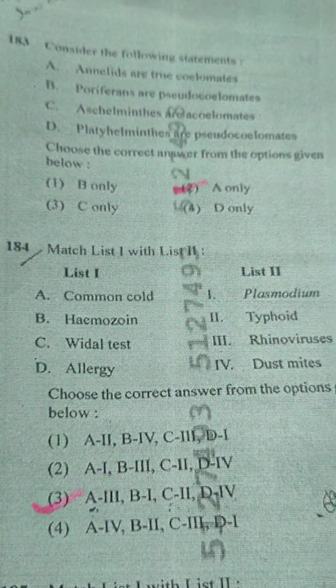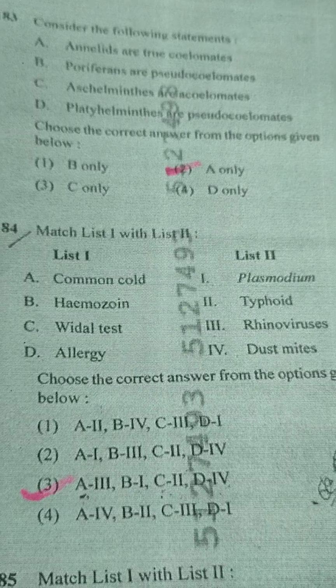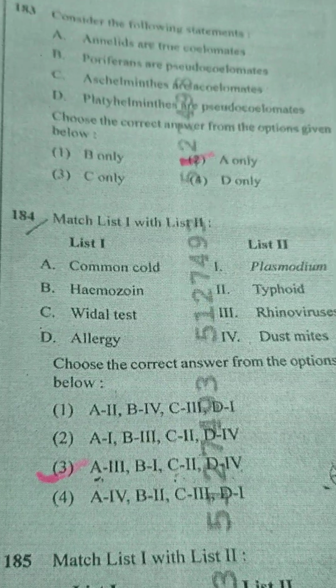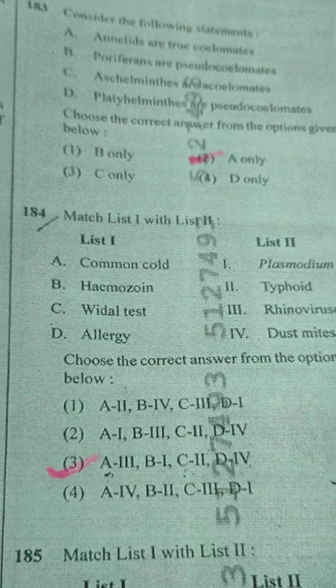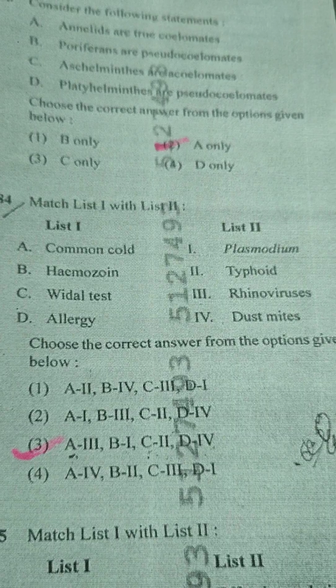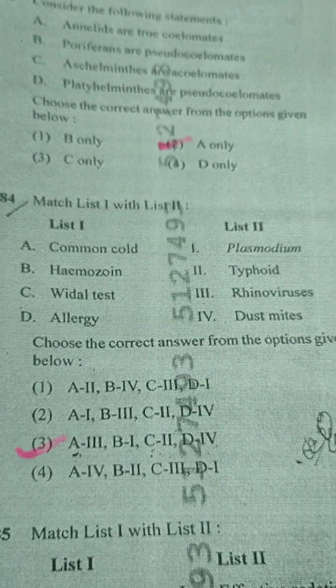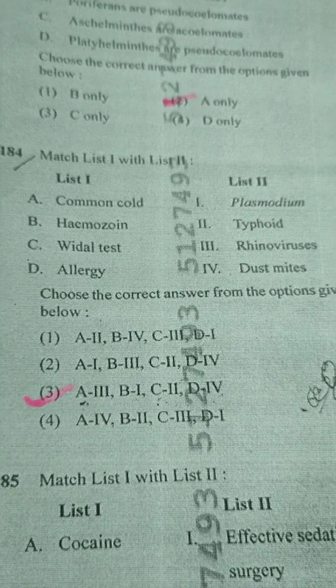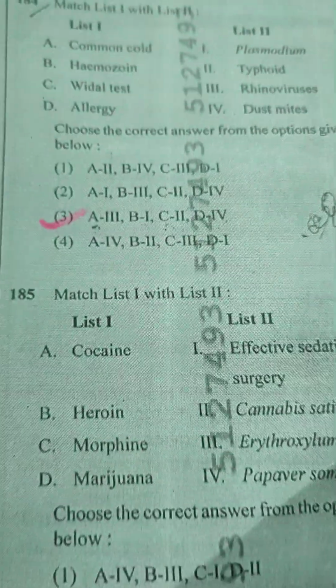Question number 184. List 1, list 2. List 1: A. Common cold, B. Hemozoin, C. Widal test, and D. Allergy. List 2: 1. Plasmodium, 2. Typhoid, 3. Rhinovirus, 4. Dust mites. Correct answer is 3: A3, B1, C2, D4.